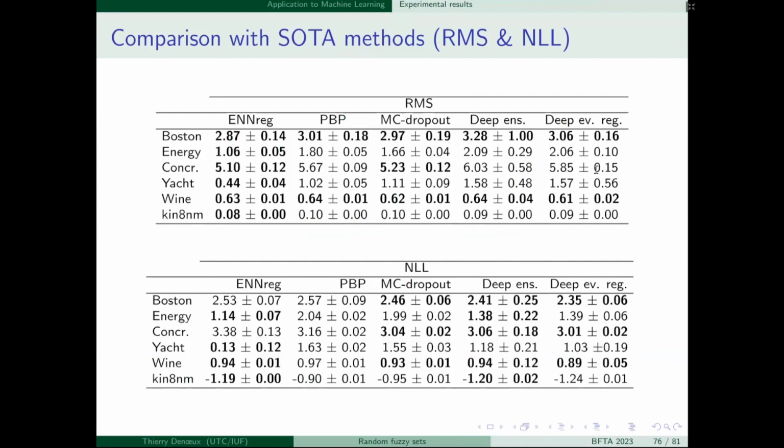Non-negative log likelihood is a common measure of calibration used in the machine learning literature. Here I use only the probabilistic intervals. I didn't take the precision into account. Even in terms of probabilistic calibration, it performs quite well as compared to these state-of-the-art methods, which are based essentially on Bayesian reasoning. So even on this ground of probabilistic calibration, it works quite well.